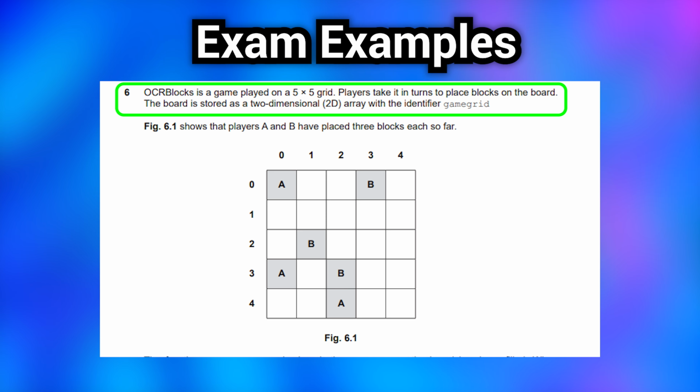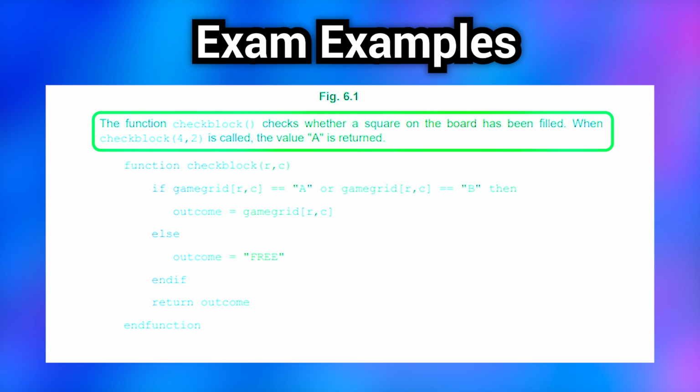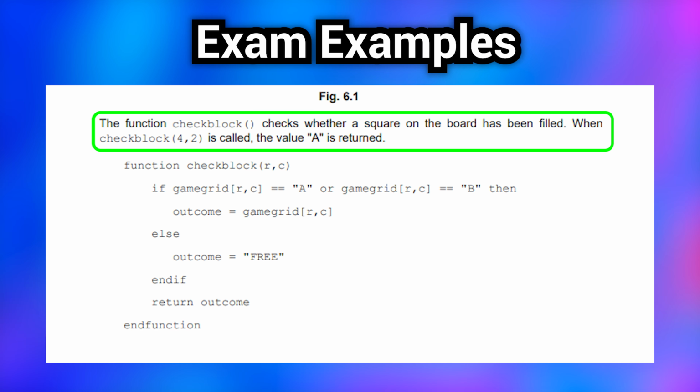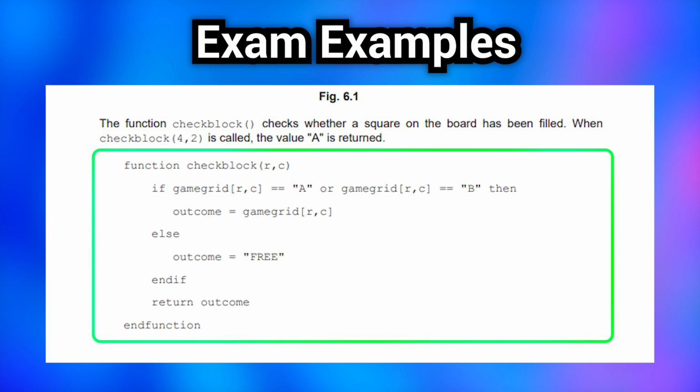Players take it in turns to place blocks on the board. The board is stored as a 2-dimensional array with the identifier GameGrid. The function checkBlock checks whether a square on the board has been filled. When checkBlock42 is called, the value A is returned, and the function's down here below.